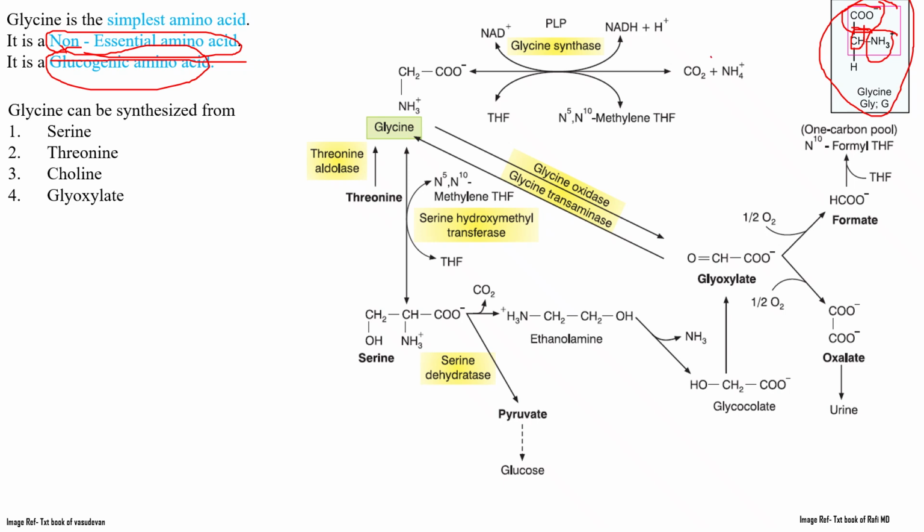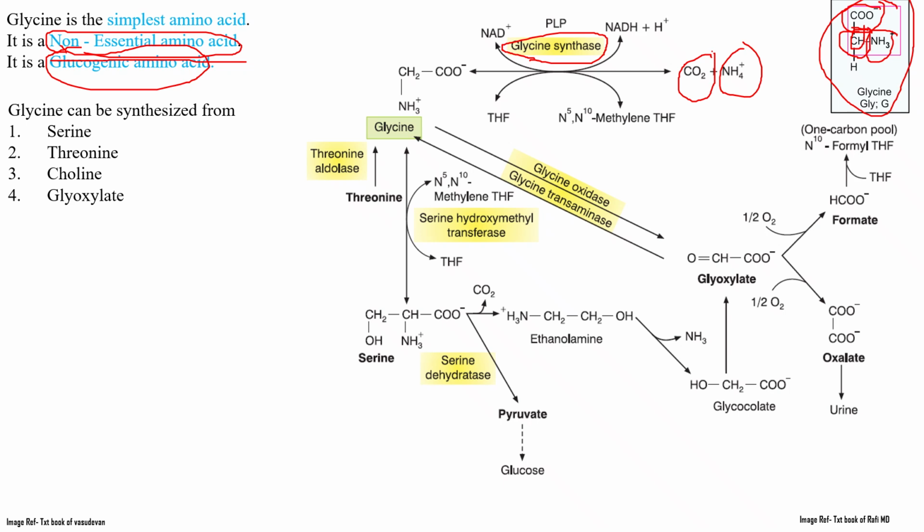You can see here the carbon dioxide and ammonia both combine in the presence of the enzyme glycine synthase. What is the enzyme glycine synthase? It means that we are synthesizing glycine. And one more thing is missing. What is that missing thing? It is the CH2 group. So who will give the CH2 group?